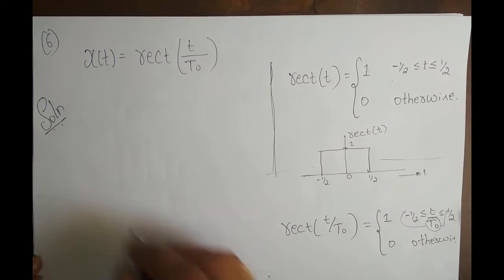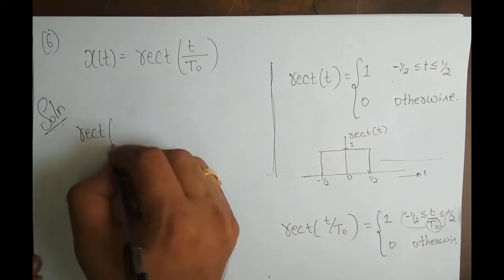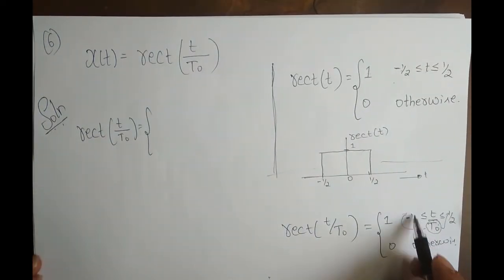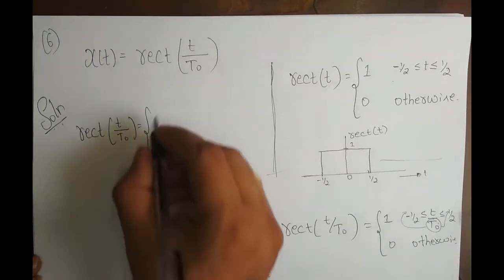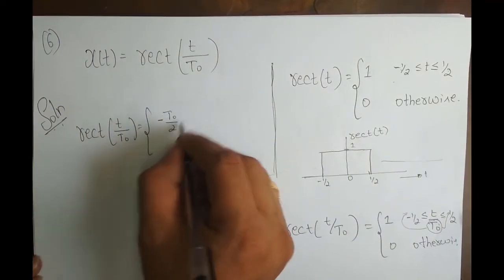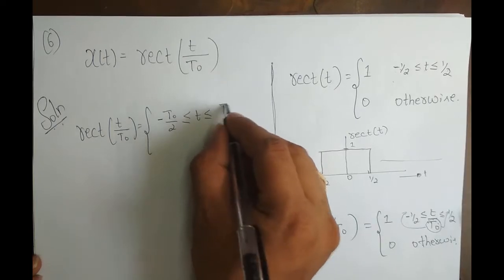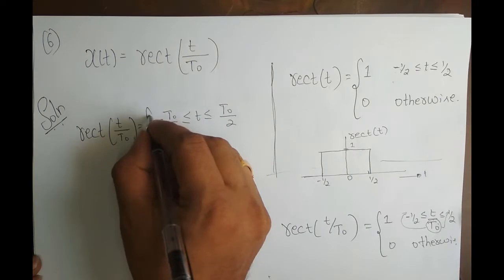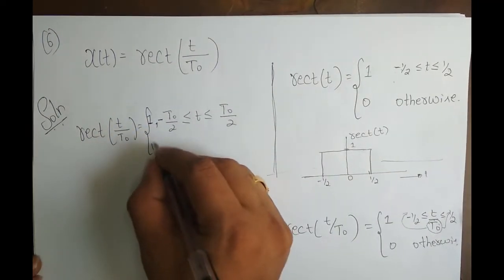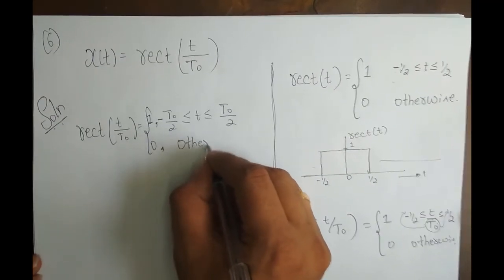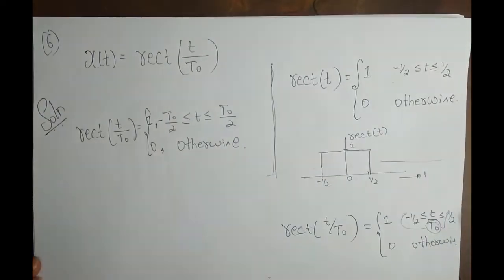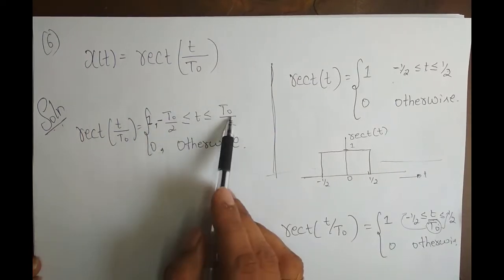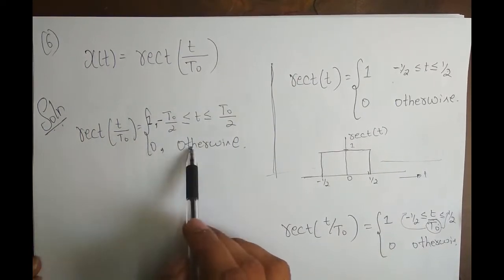So what do I get? RECT of t by t naught is given by, so this t naught goes to the other side, both in the left and right side. So what do I get? Minus T naught by 2 less than or equal to T less than or equal to plus T naught by 2, amplitude is 1, and equal to 0 otherwise.